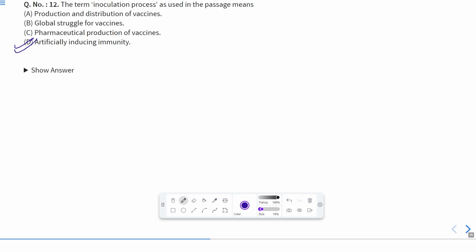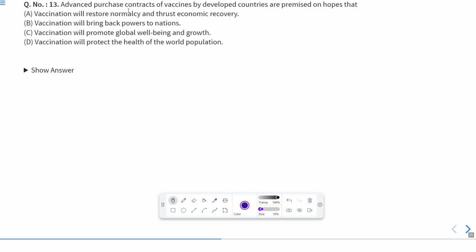Therefore, it is artificially inducing immunity. Therefore, the correct answer will be option D. Now, let us move to the next question. Advanced purchase contracts of vaccines by developed countries are premised on the hopes that.